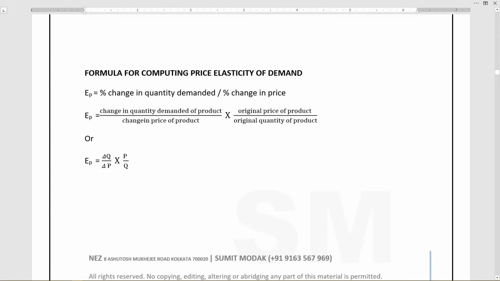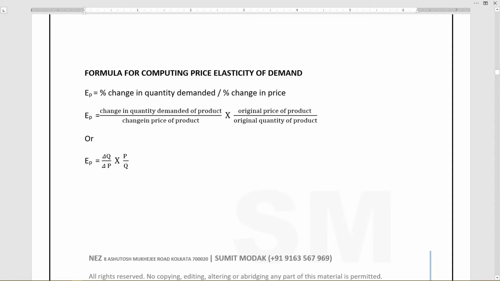So change in quantity demanded I will write. Because of the change in price from 10 rupees to 12 rupees, I am now purchasing 8 bottles instead of 10 bottles. So change in quantity demanded is 10 bottles minus 8 bottles, 2 bottles. Change in price is 10 rupees minus 8 rupees, 2 rupees. And multiply original price was 10 rupees and original quantity was 10 units. So that is how we write it.